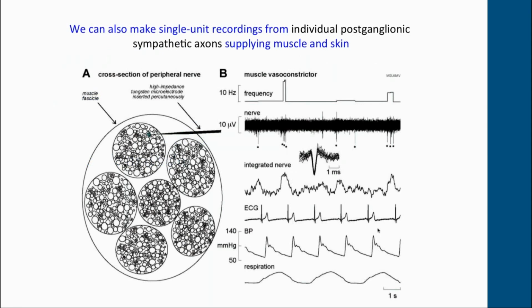Now, many of you will also be aware that using very high impedance microelectrodes, we can record from single sympathetic axons. This is technically very difficult, of course, because the axons tend to travel in a fascicle as a group. So the idea is to get the electrode tip as close as possible to one axon in which the generated spike stands out from the noise.